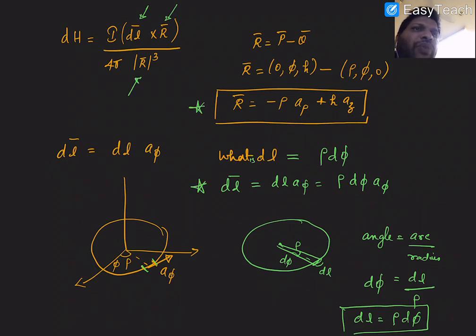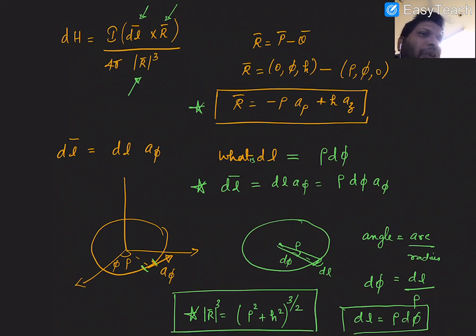Now I want to find vector r cube. So we will see now the magnitude of vector r cubed. Vector r is minus rho a rho plus h az, so the magnitude is rho square plus h square whole power 1 by 2, then power 3, so this becomes whole power 3 by 2. So this is my magnitude of vector r cube.